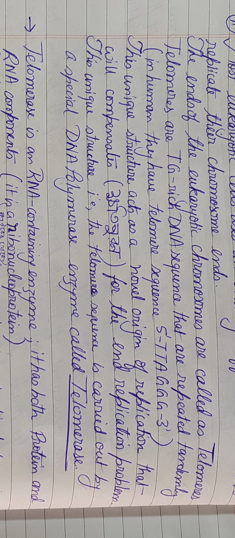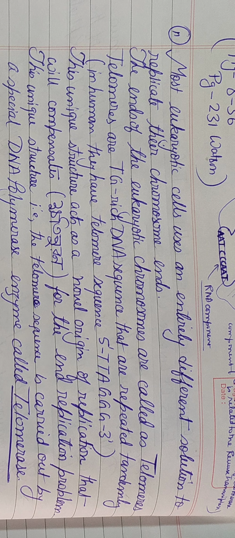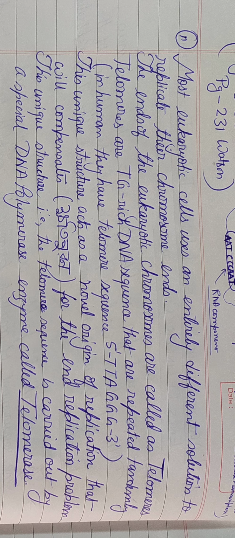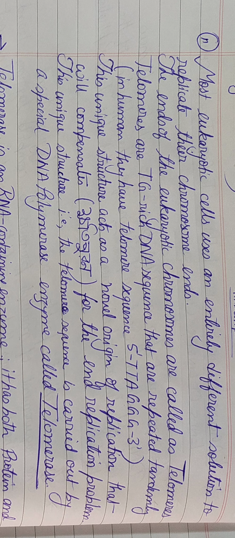This unique telomere sequence is carried out by a special type of DNA polymerase enzyme known as telomerase. So in eukaryotes, how do they solve that end replication problem? By synthesizing tandem repeated sequences called telomeres. Telomeres are TG rich DNA sequences which are repeated tandemly one after another. Like in humans, the telomeres are repeated in this way: T T A G G G, T T A G G G.